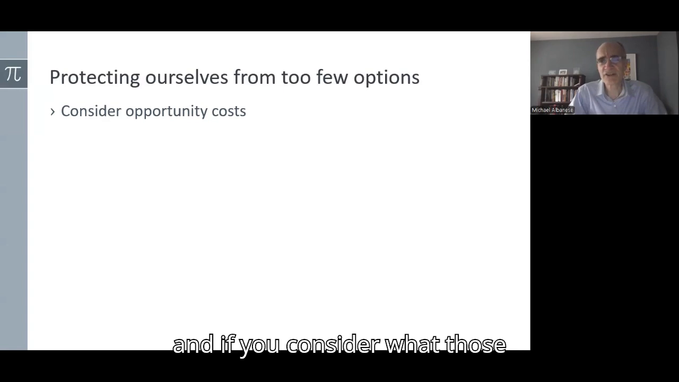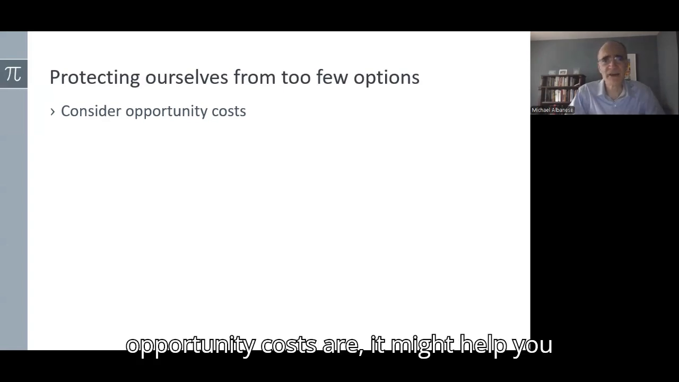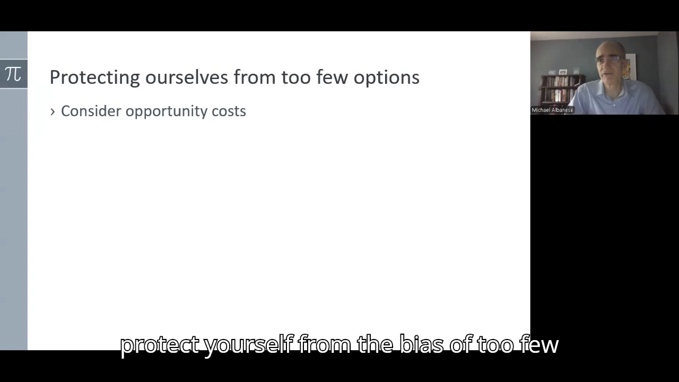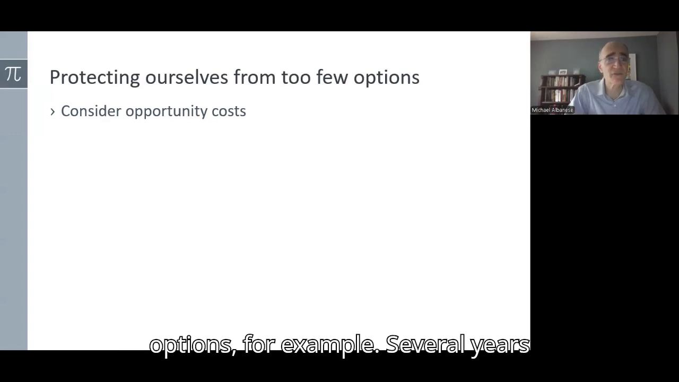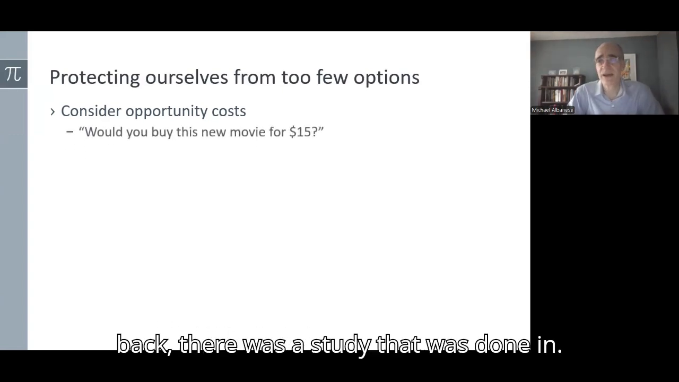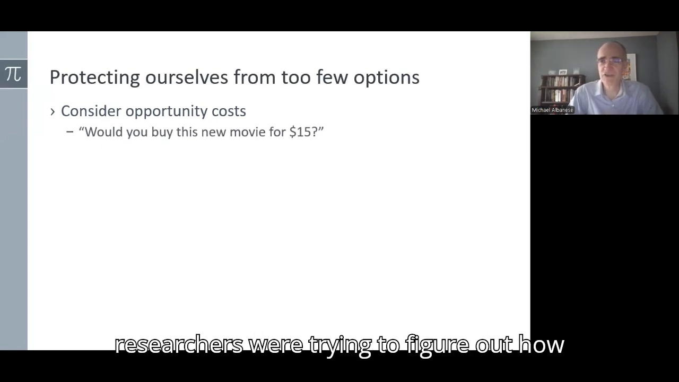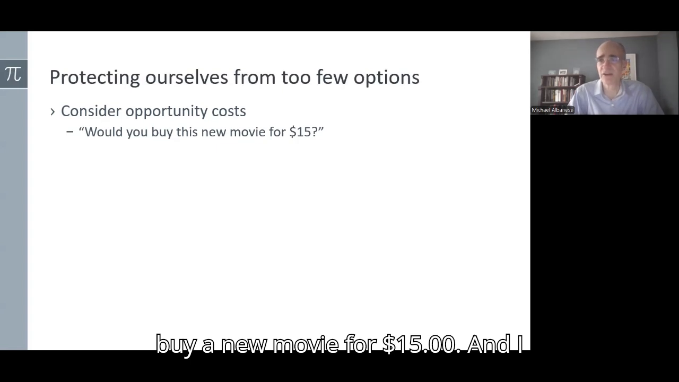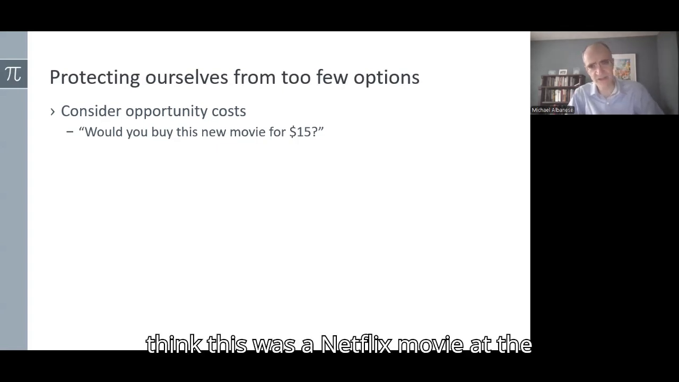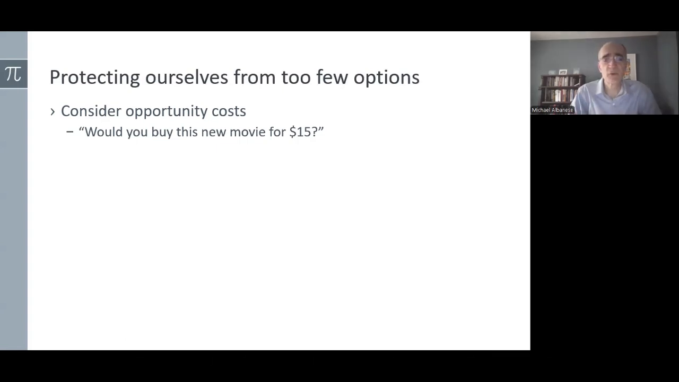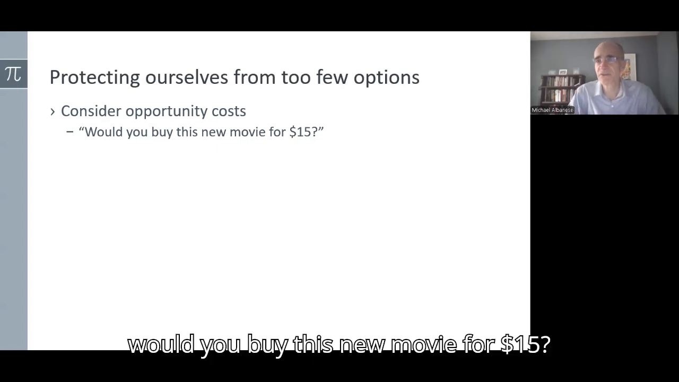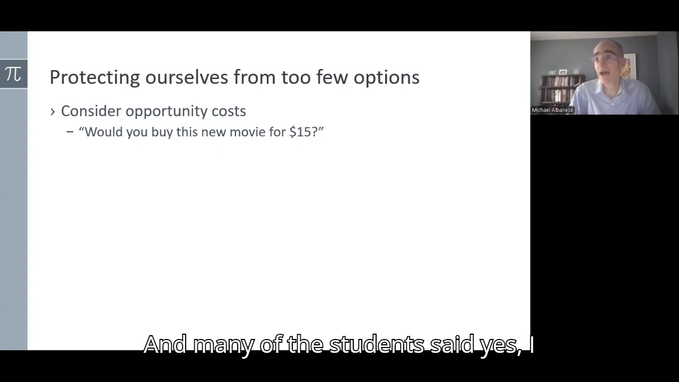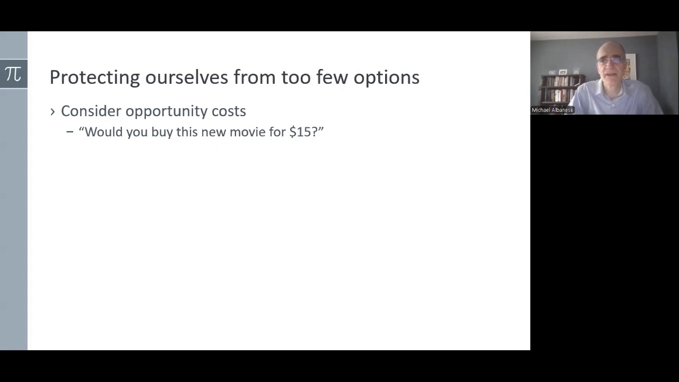And if you consider what those opportunity costs are, it might help you protect yourself from the bias of too few options. For example, several years back, there was a study that was done, I forget which college it was, but these researchers were trying to figure out how willing students were to buy a new movie for $15. And I think this was a Netflix movie at the time. And so they asked the students, would you buy this new movie for $15? And many of the students said, yes, I would buy the movie for $15.